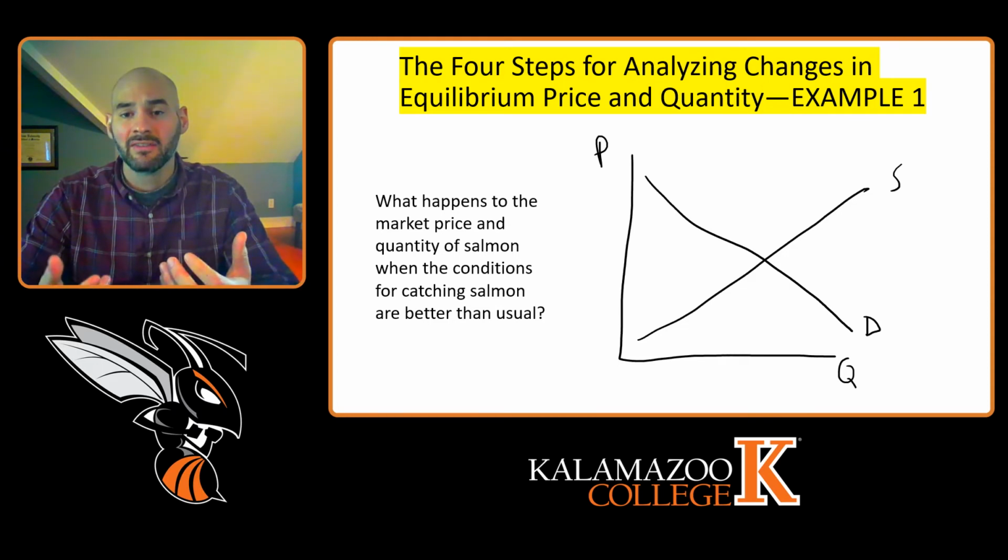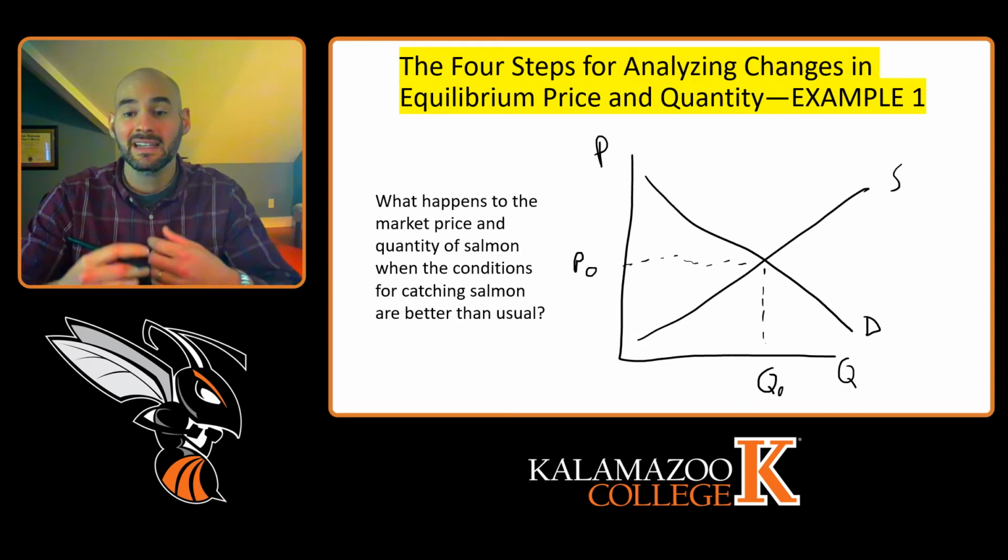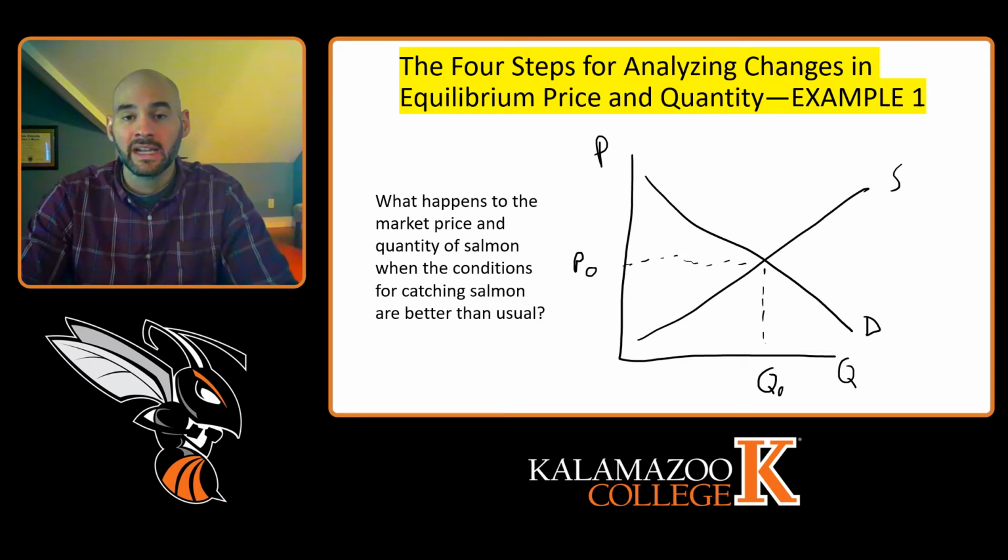So once we have our curves labeled, we have our axes labeled, we have to label what the initial equilibrium is. And so remember a couple of videos ago I said we could use either Q star and P star or Q naught and P naught. I'm going to use the little 0 indicator here. So that's our first step. We're drawing our initial supply and demand graph.